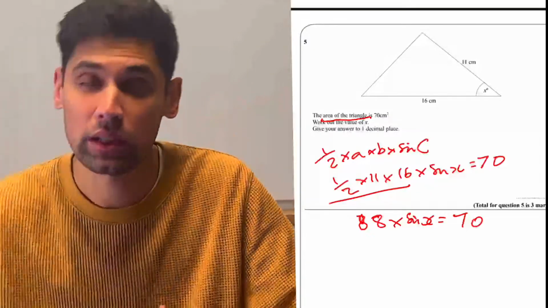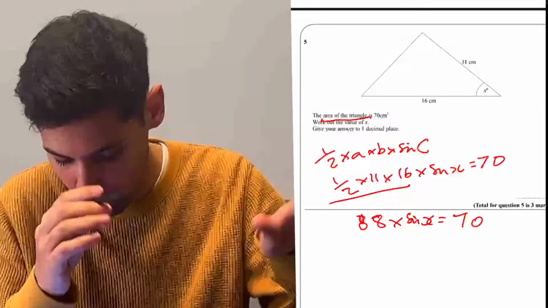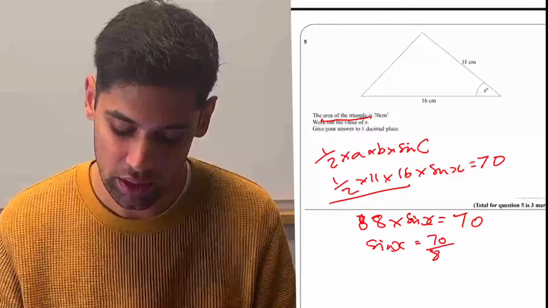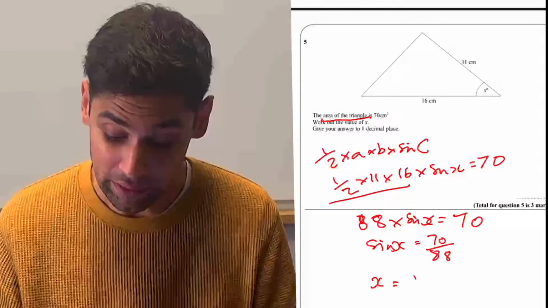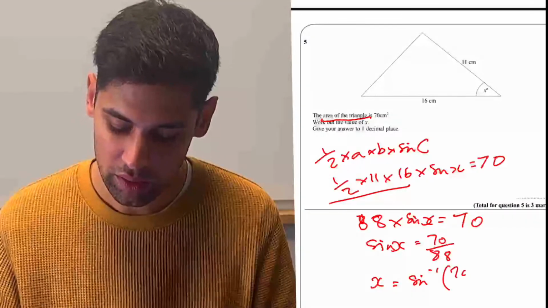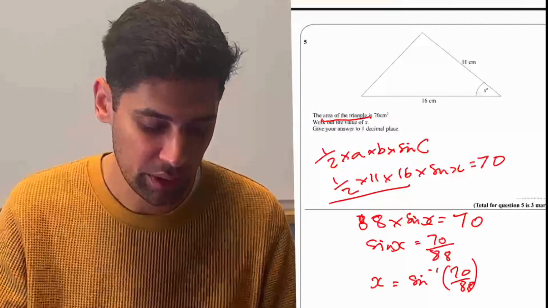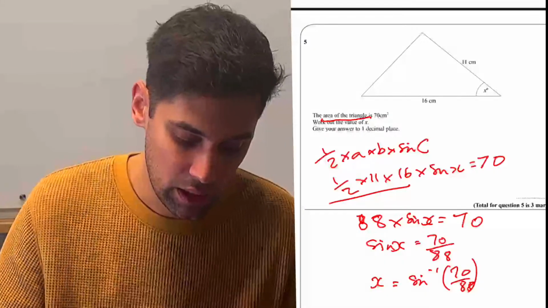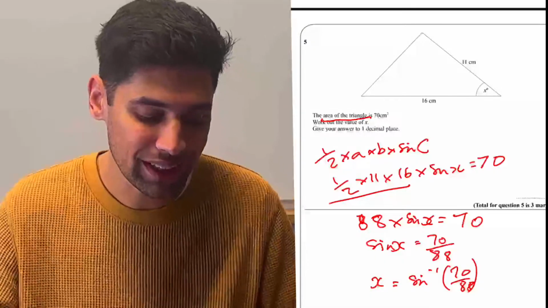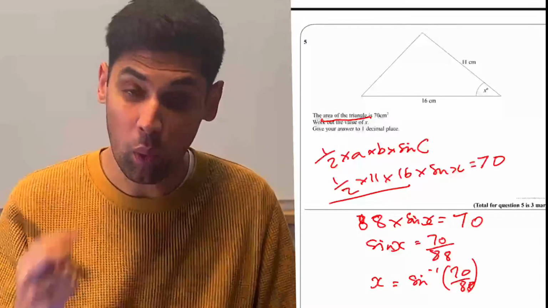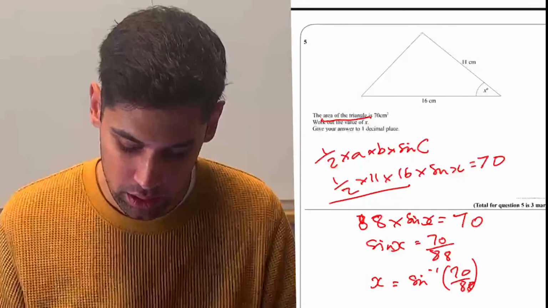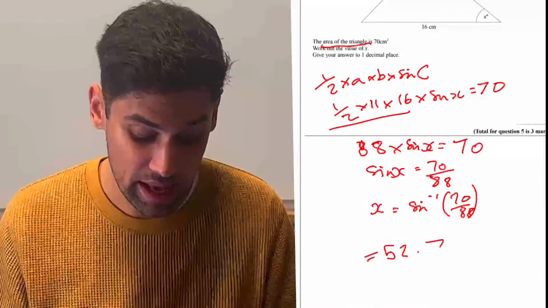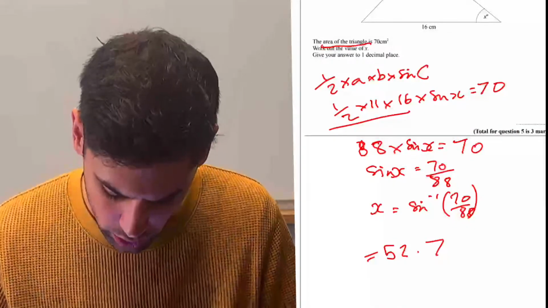And because we're trying to find x, we want to make x the subject, so we move the 88 through division, we get sine x equals 70 over 88. And then obviously to find x, we do inverse sine, so that's sine to the minus 1 of 70 over 88. And then we just type that into our calculator, inverse sine 70 over 88. And what do we get? 52.6982091, one decimal place. So that is off screen apparently, here we go. And that is 52.7 is the answer. Okay, beautiful, well done everyone.